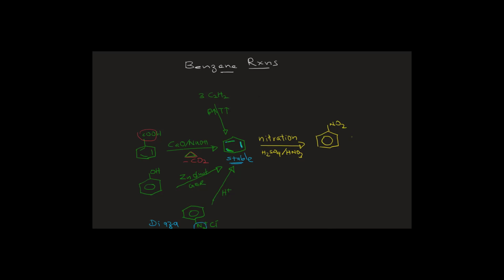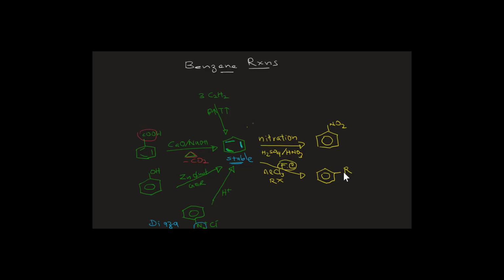The other method is attaching an alkyl group to benzene. That uses anhydrous aluminum chloride. It's called the Friedel-Crafts alkylation, and you're going to get alkylbenzenes, right? So that's a Friedel-Crafts alkylation. That's a popular method, a good laboratory method.